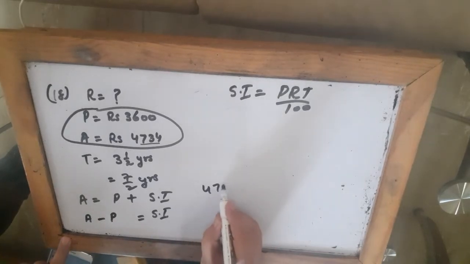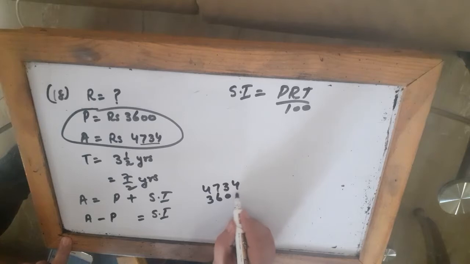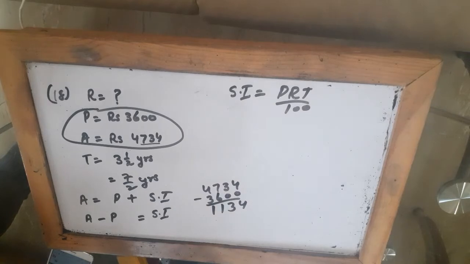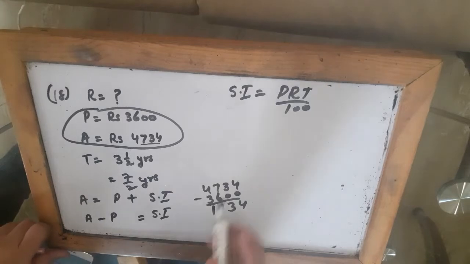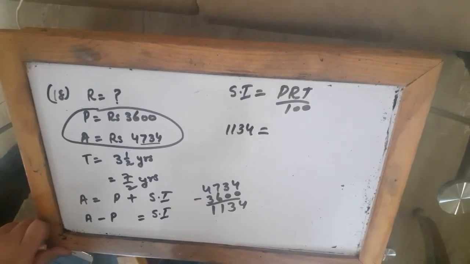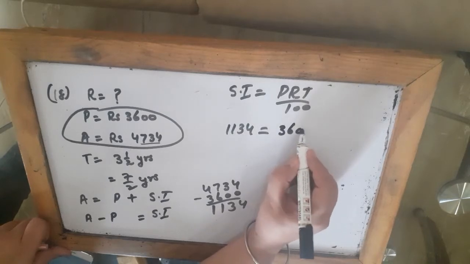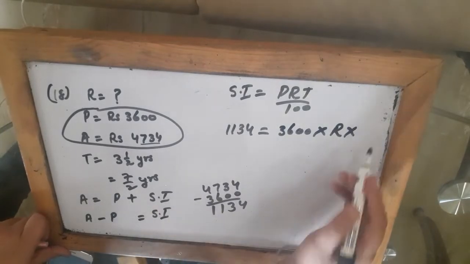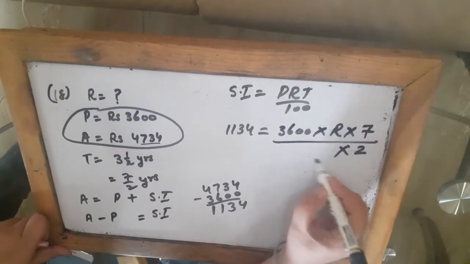So what is amount? 4734, and what is the principal? 3600, and when you subtract them, you will get 1134. So this is the simple interest I got. So in place of simple interest, I'll fill 1134, and the principal is 3600, and rate I have to find, and time is 7 upon 2, into 100.